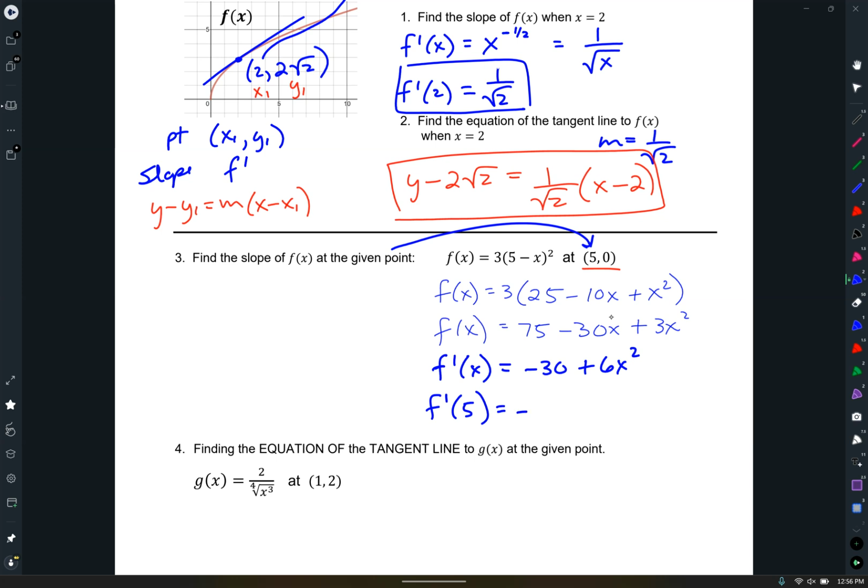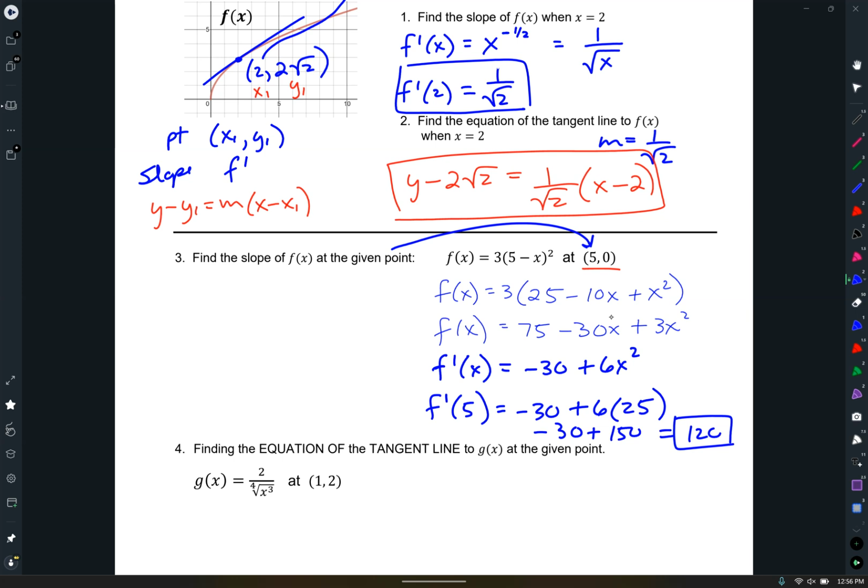Okay, let's plug in negative 30 plus 6 times 25. I don't know, what does that equal? Negative 30 plus 6 times 25 is 150 for a total of 120. I think. Hopefully my math is right.